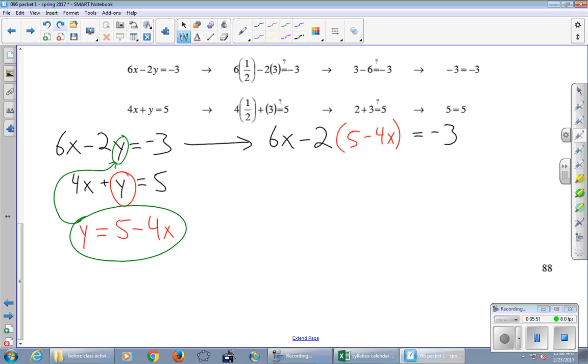How many variables were in the first original equation? 2, right? How many in the second equation? Still 2. When we solve for y, how many variables in that equation? Still 2, x and y. In this new equation, 1. That's why it's better. Okay, so now we'll solve this. 6x minus, so we're distributing that, right? The 2 comes in, 10 minus 8x equals -3.